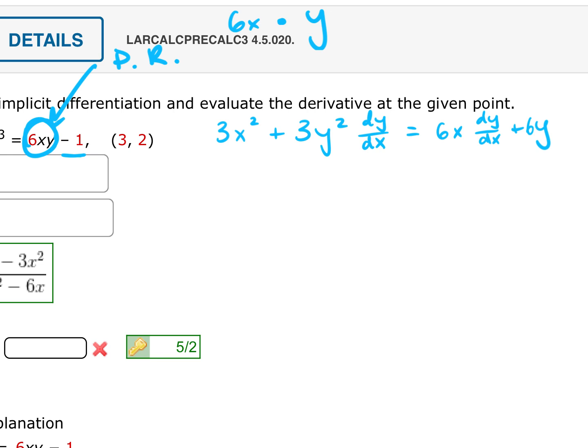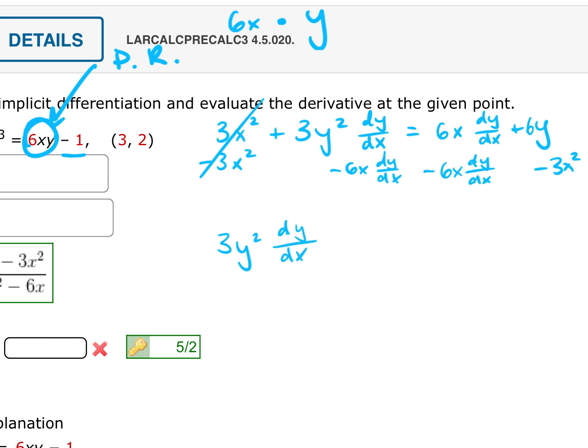So once we find the derivative, we want to get our dy over dx's to one side and everything else to the other. So I'm going to subtract 6x dy over dx to move it to the other side. And subtract 3x squared to move it to this side. Again, be careful with the math here. You're just rearranging. It just looks a lot more complicated than a normal equation, but you guys know how to move things around in an equation.